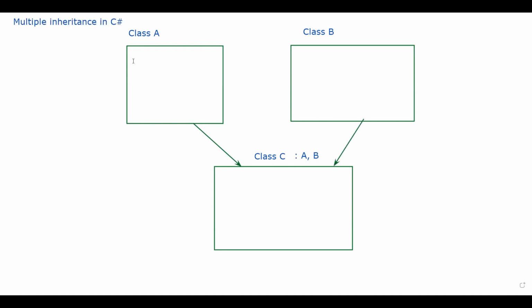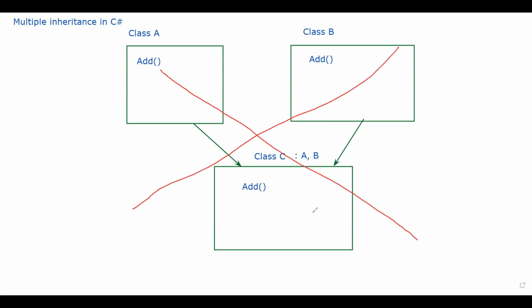Now, for example, in class A, I have a method called add. In class B also I have a method called add. In class C, I want to call add. Now a deadlock will occur. It will try to call the add method from class A as well as class B, both places at the same time. This is called the member conflict problem. That's the reason C# and Java do not support multiple inheritance.